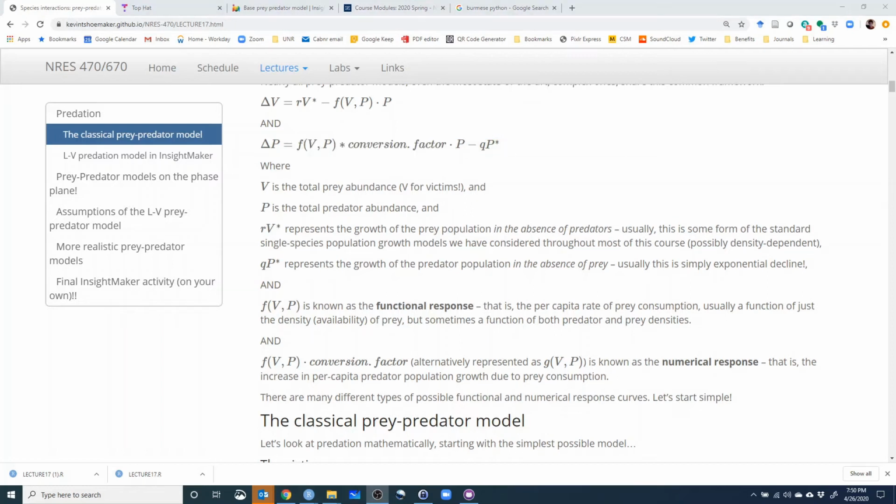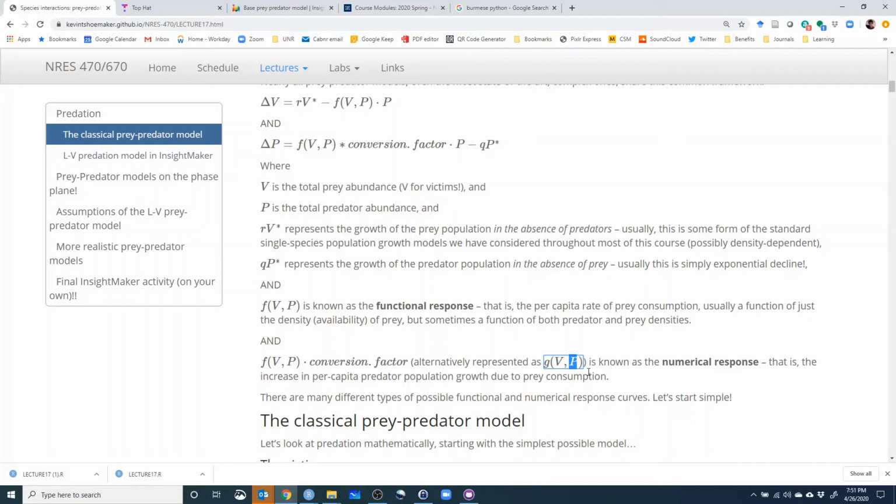So to differentiate the numerical response from the functional response, the notation is often changed. The F of the functional response is changed to a G, and so this functional response times the conversion factor is often represented as this function G, which is a function of the total number of victims and potentially the total number of predators. So that's the numerical response.